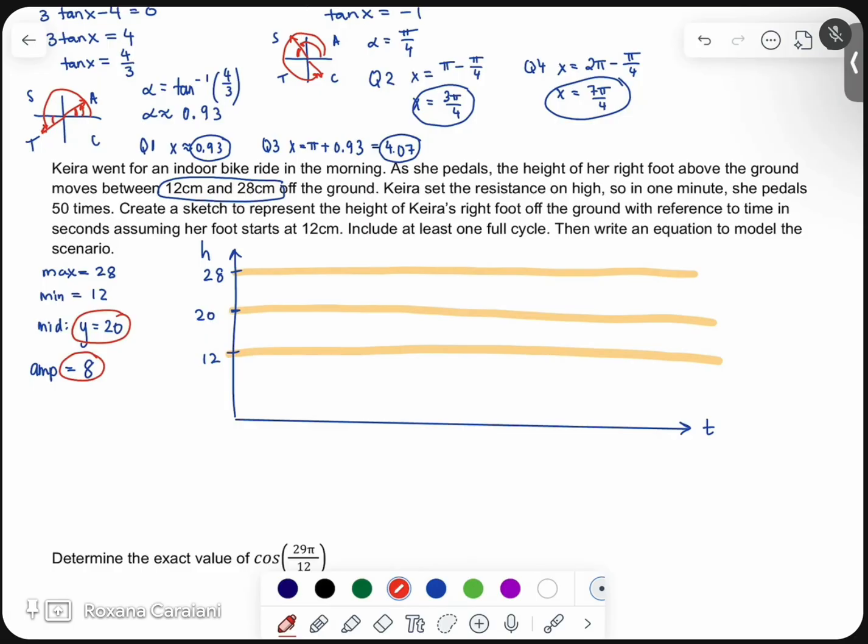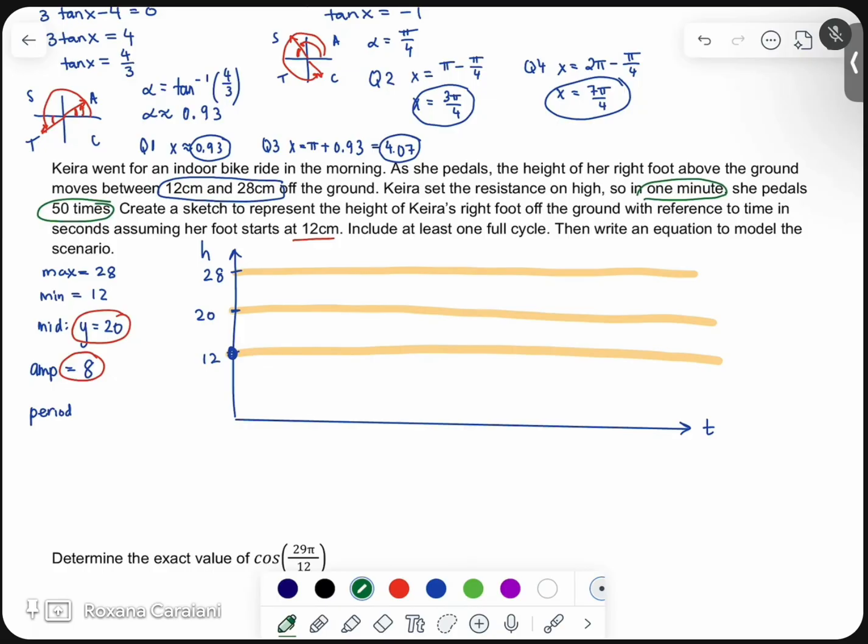Now, we were told that Kira's foot is starting at 12 centimeters, so at time 0, the height is 12. Now I need some information about the period so that I could figure out how to label my time scale. Okay, so let me write period here. And I did have some information about the time. In 1 minute, so in 60 seconds, she pedals 50 times.